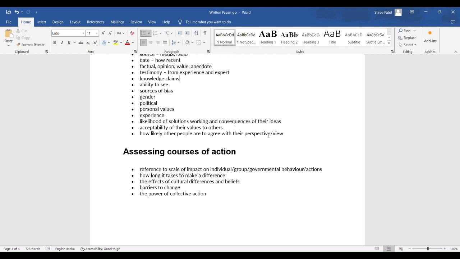First thing, refer to the scale of impact on individual, group, and governmental behavior and actions. You can say how this is going to impact people, their education or their daily life. Then you can say how long it will take to implement that particular policy in a real practical situation. Then you can say the effect of cultural differences and beliefs, whether everyone will agree. If they don't agree, then there will be conflict of interest.